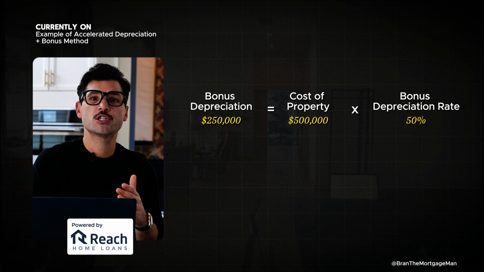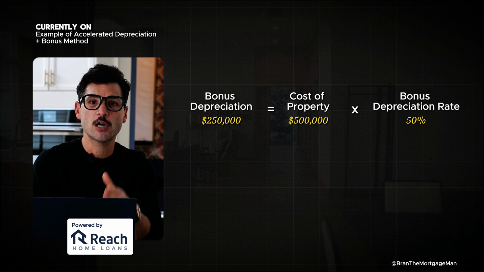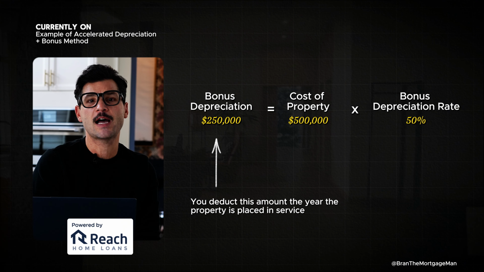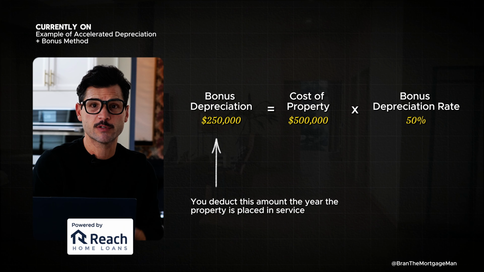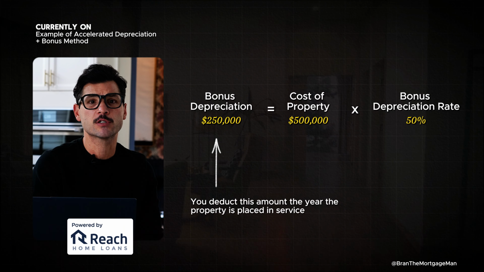So with a bonus depreciation rate of 50%, you'd be able to deduct that $250,000 as bonus depreciation in the year the property was placed into service. So a single deduction of $250,000. This deduction provides significant upfront tax benefits, reduces the taxable income, and lowers your tax liability in the first year of ownership versus the other options where it's broken up over time.